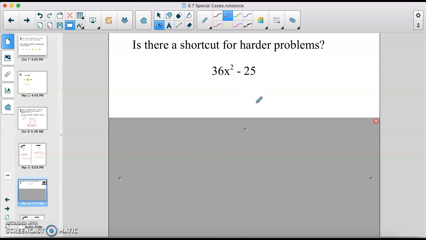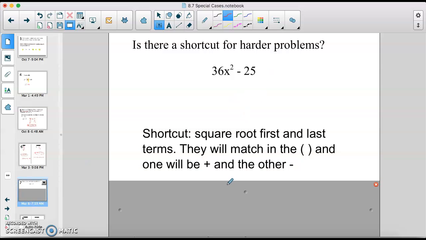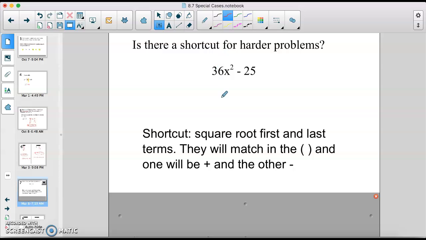So, is there a shortcut for this? Yes, because otherwise we'd have to list out a lot for 36. The shortcut is to square root the first and last, or if you list out all the factors, the ones that match. So 36 would be 6 and 6. 25 is 5 and 5. And this is negative, so one of them would have to be negative. So my answer is going to be 6x plus 5 and 6x minus 5.